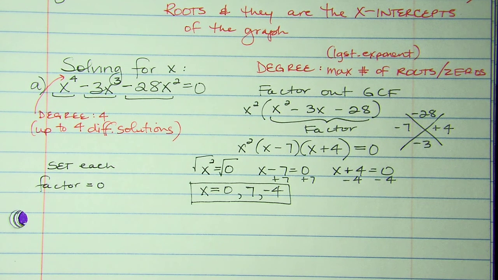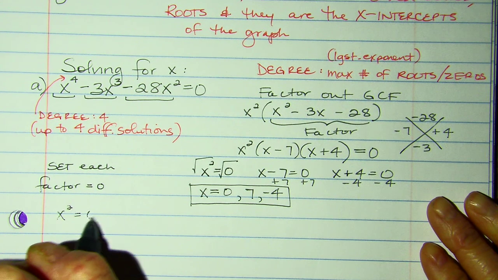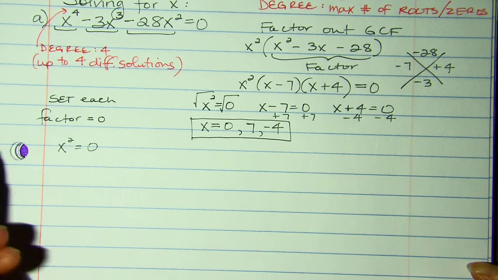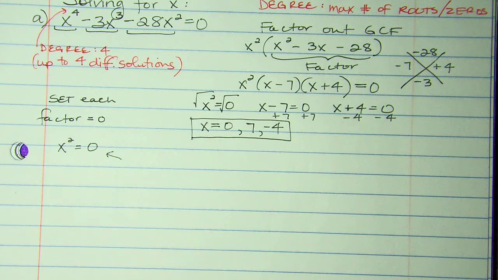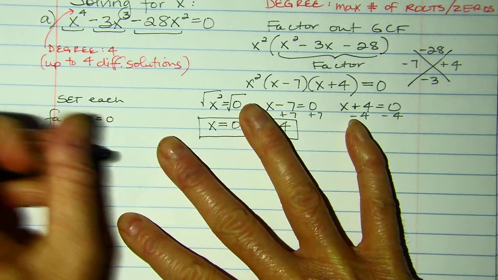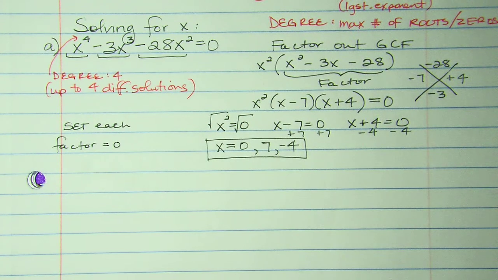Now, we could have had up to 4, so let's talk about this one here, the x squared equals 0. There's technically 2 solutions which are both 0, and so you would say that it has a multiplicity of 2, but for the sake here, they just wanted the solutions.